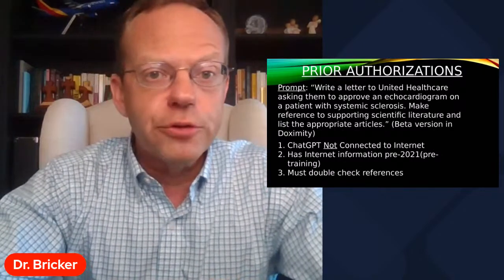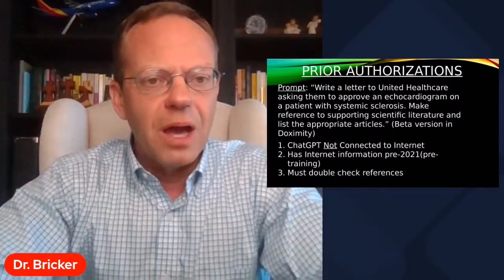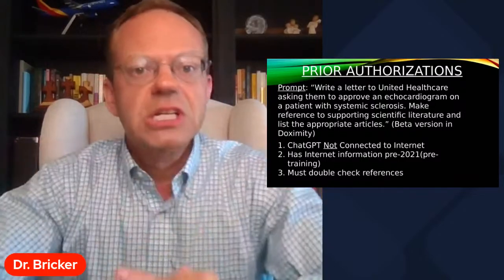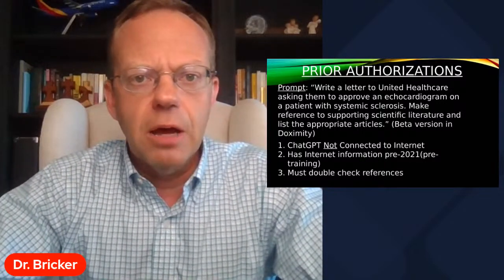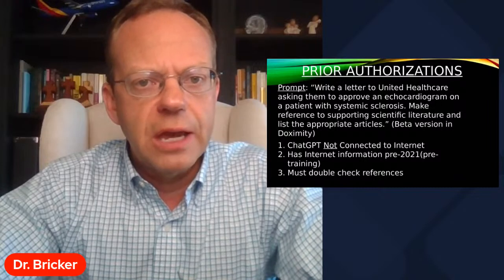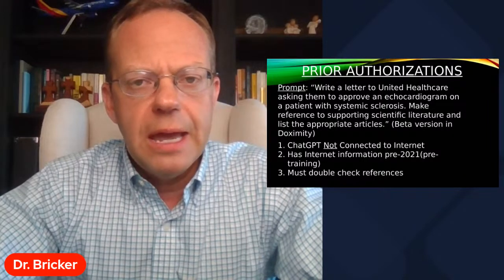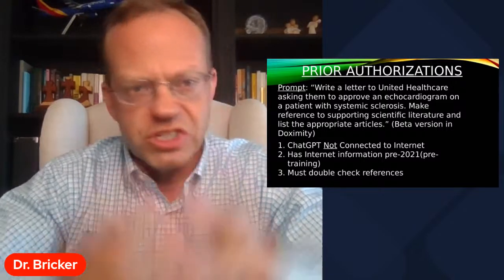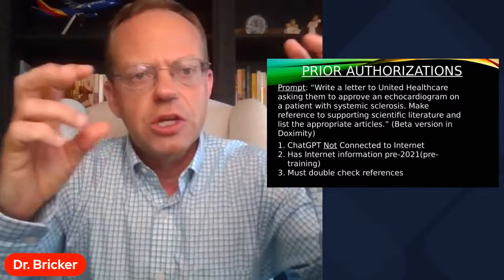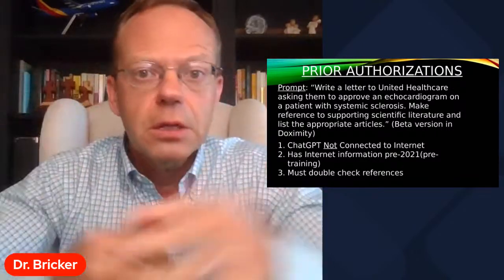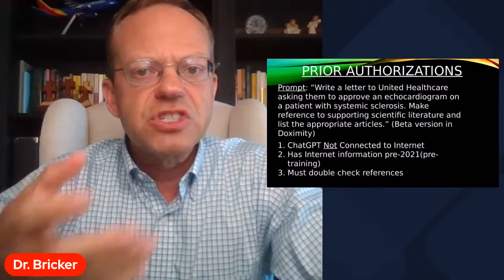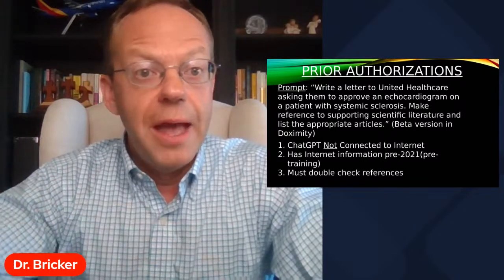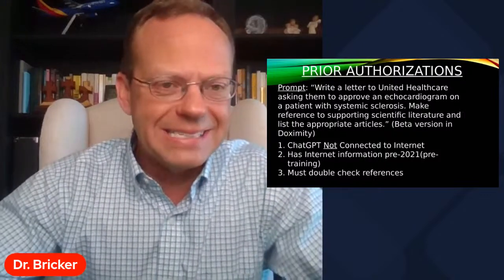Okay, next up, prior authorizations. This is one of the first things that came out when ChatGPT came out, is that a doctor in Florida who's a rheumatologist said, what if I put in a prompt of write a letter to United Healthcare asking them to approve an echocardiogram on a patient with systemic sclerosis, which is a rheumatic disease that causes your skin and your soft tissues to harden, and make reference to supporting scientific literature and list the appropriate articles. And guess what? It did it in like a second.